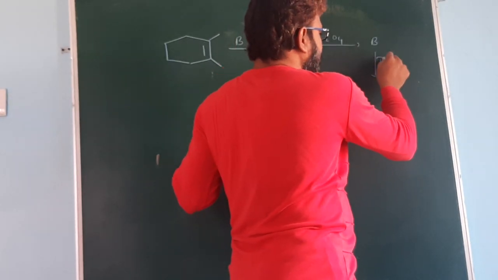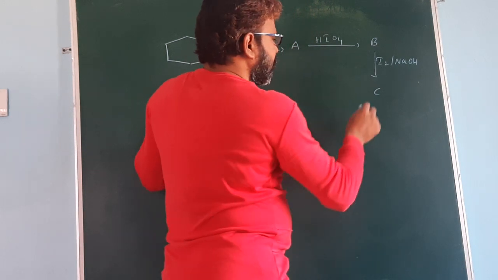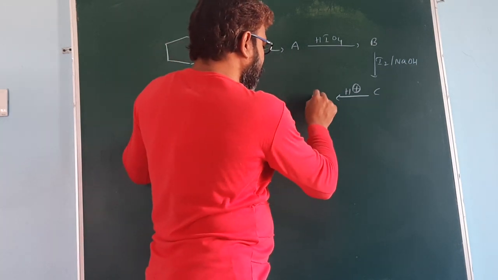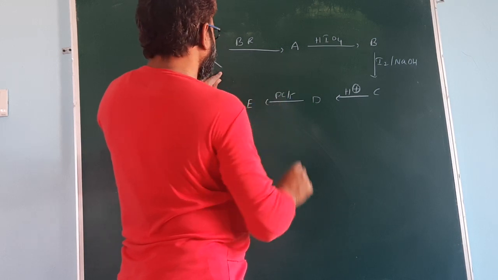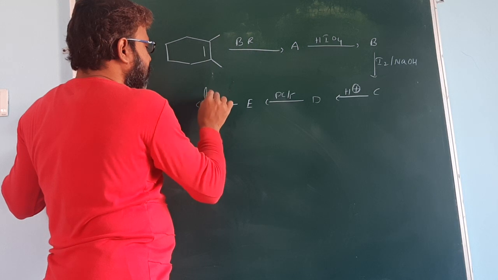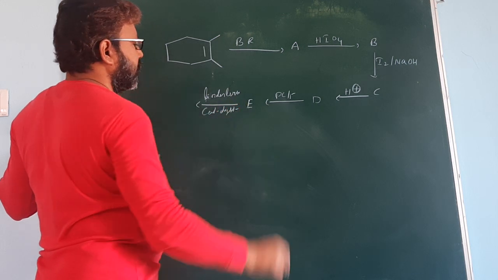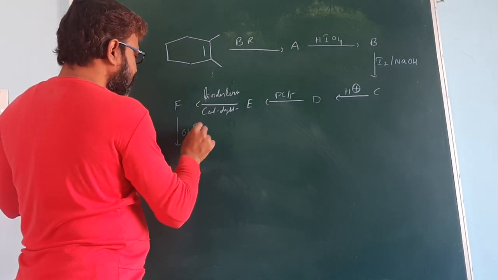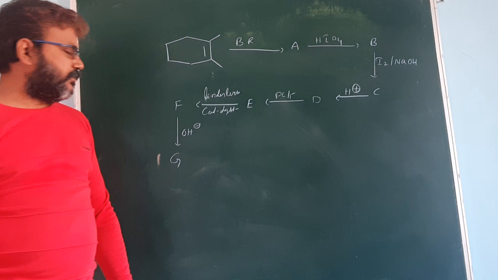It reacts with I2 plus NaOH to give compound C. It further undergoes acidification to give compound D. It reacts with PCl5 to give compound E. It undergoes reduction with Lindlar's catalyst to give F. It reacts with base to give G. So what are the A, B, C, D, E, F, G?